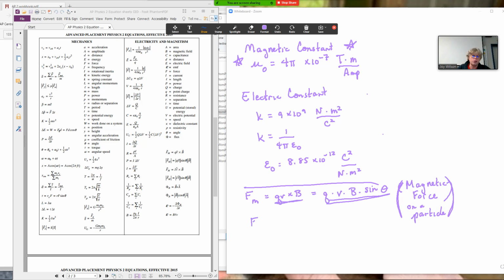The other force that we're going to work with is the magnetic force on a current carrying wire. You'll see it written two different ways again. One's the calculus version and one is the algebra version. This is ILB, once again sine theta. So this is the magnetic force on a current carrying wire.